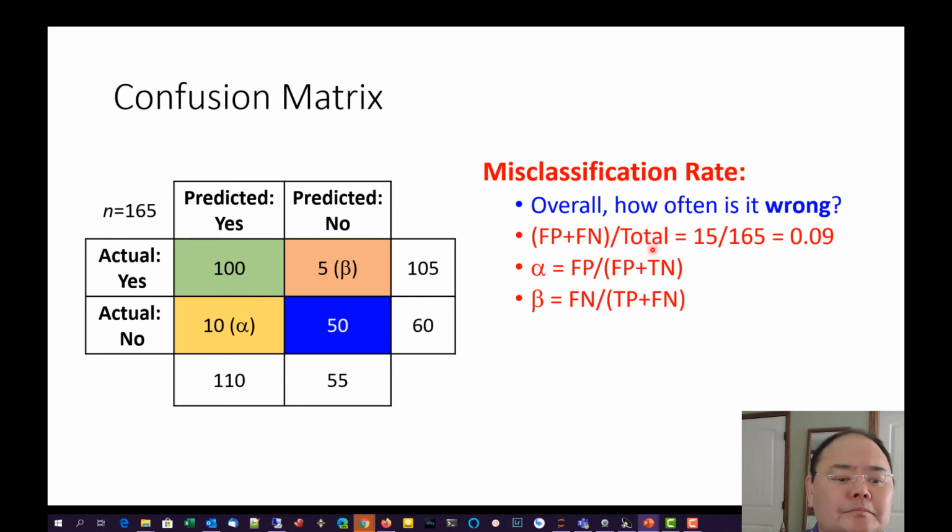Next we're talking about the misclassification rate, usually measured by how often our model is wrong overall. In this case, we take the false positive, where actually no, but we say yes, you have the disease, or actually you have the disease and the model predicts you don't have it. So the false positive plus the false negative, and see what percentage that is. In our case, we have 10 plus 5 divided by 165, which is about 9%. The other thing we talk about is alpha and beta. Alpha represents the probability that a type 1 error happens, and beta represents the probability that a type 2 error happens.